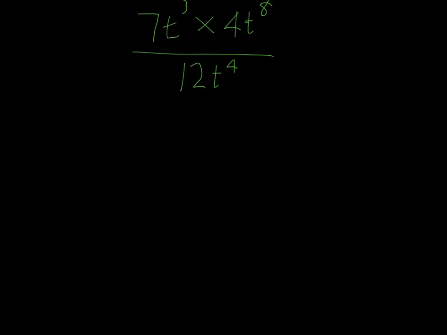Let's try this next equation, which is slightly different. Same theory, I'm going to start with the numbers on the top line first. They're both numbers, so we can multiply them together. 7 times 4 is 28. In this case, you can see that t to the power of 3 and t to the power of 8 are the same base. So we can use the first index law and add the powers together. 3 plus 8 is going to be equal to t to the power of 11.